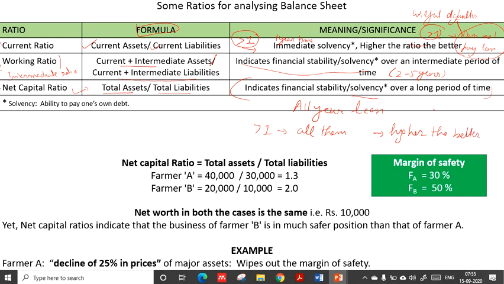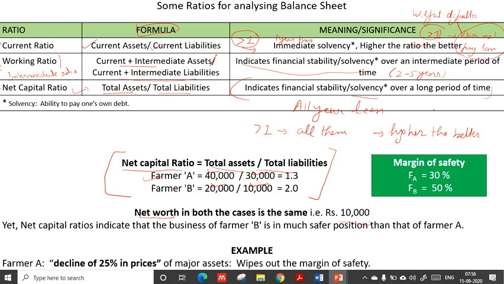Let's see farmer A and farmer B. For net capital ratio, there are two farms and we are comparing them. Total assets by total liabilities is the formula. Farmer A has total assets of 40,000 and total liabilities of 10,000. Farmer B has total assets of 10,000 and total liabilities of 10,000.